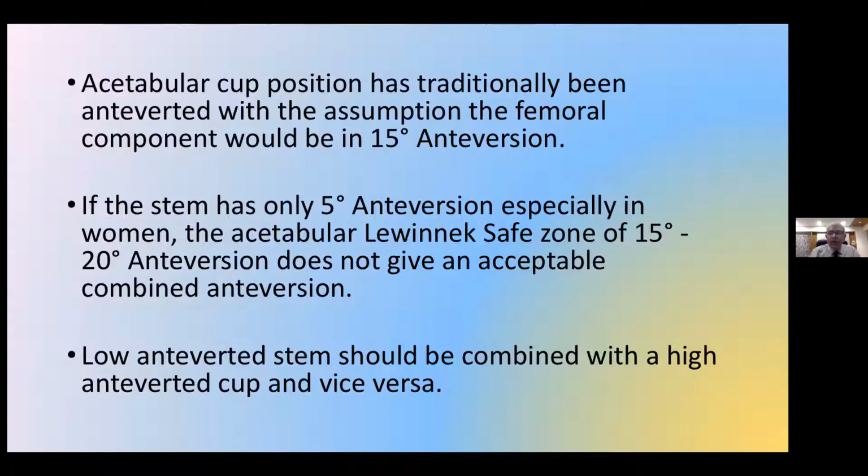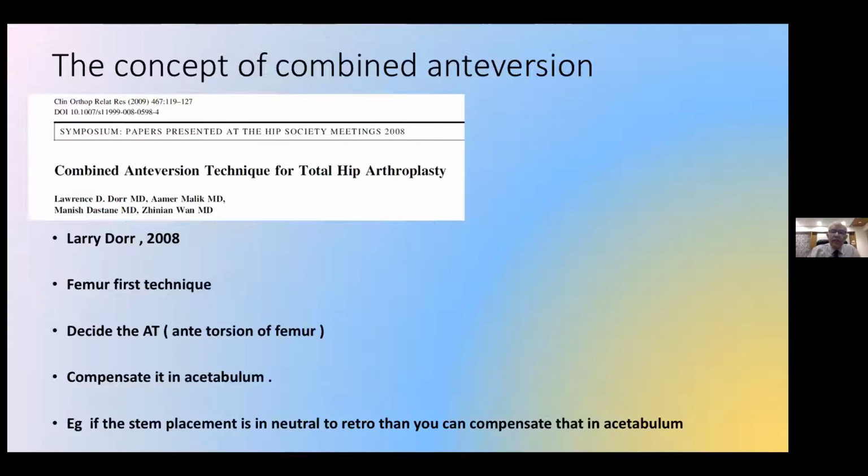The acetabular Lewinnek safe zone of 15 to 20 degree anteversion is not acceptable. It will not give you a proper combined anteversion. So in a low anteverted stem, you will have to increase your anteversion of the cup and vice versa. This concept was given by Larry Dorr. And what he said, that you do the femur first. First assess what type of anteversion you are going to get in your femur. Decide that. Is it going to be normal anteversion, retroversion, slightly hyper anteversion? Depending on that, you compensate this in the acetabulum.